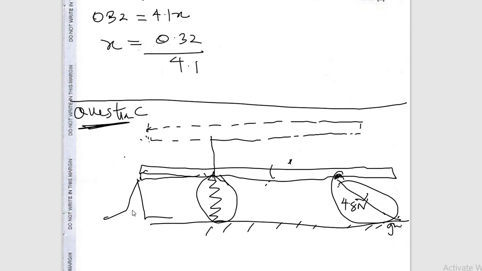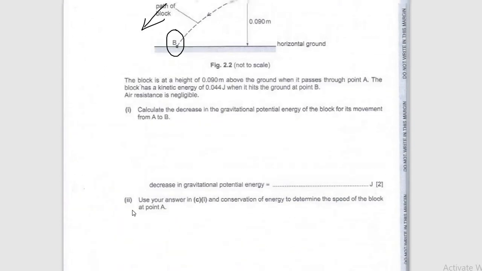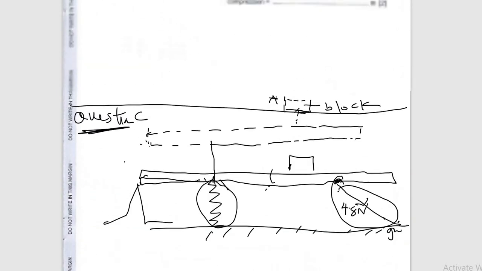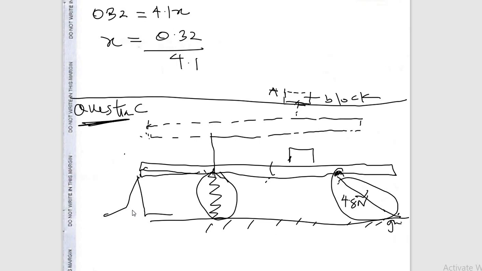It pushes this beam upward. The block also flies up. This is the block. It flies off. So this point when the block is in air is A, according to this graph. A is a point when the block is in air, with a maximum height of 0.090 meter.